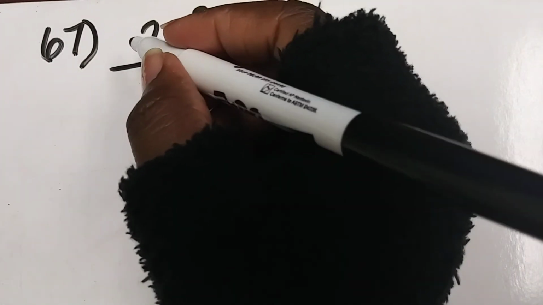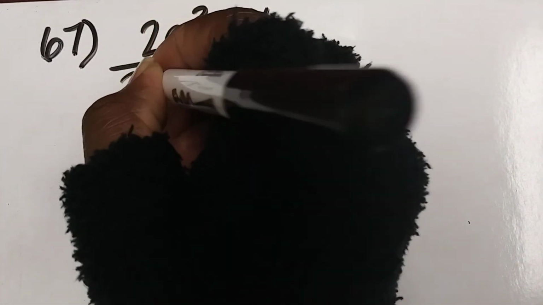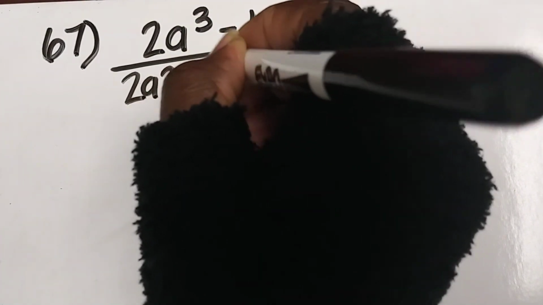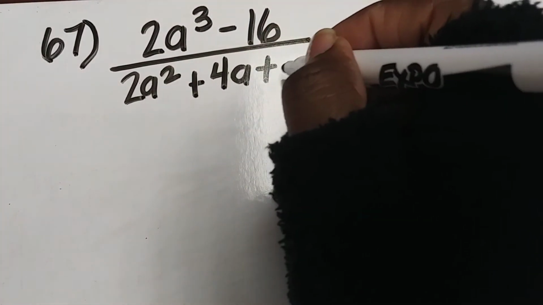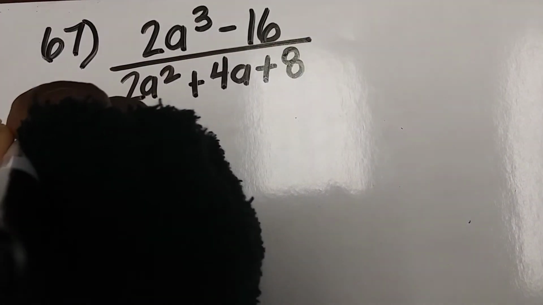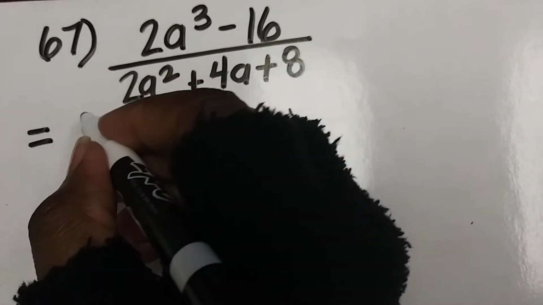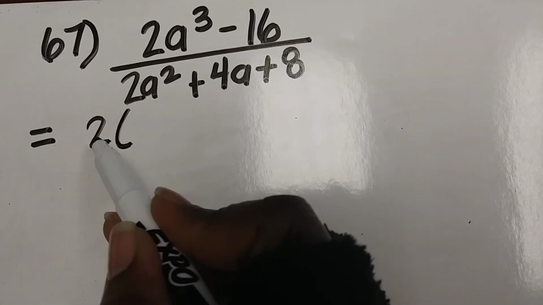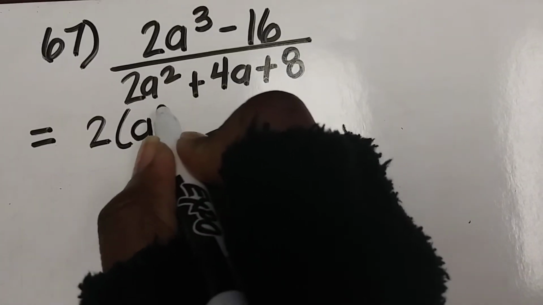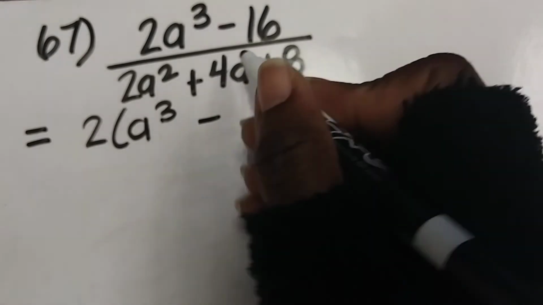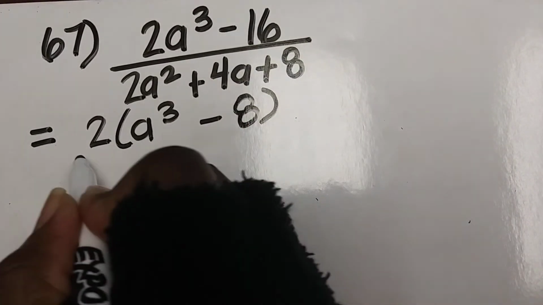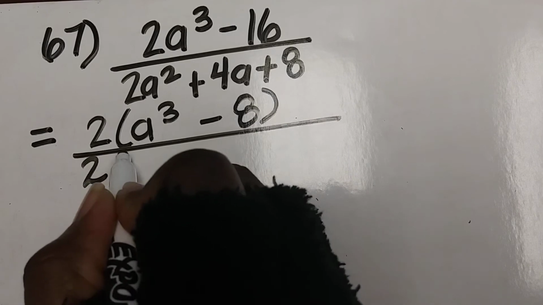67, you have 2a to the third minus 16 over 2a squared plus 4a plus 8. In my numerator and denominator, I can factor my greatest common factor. In my numerator, what do they have in common? A 2. 2 goes into 2a to the third, a to the third times. 2 goes into 16, 8 times. I can factor out 2 in my denominator.